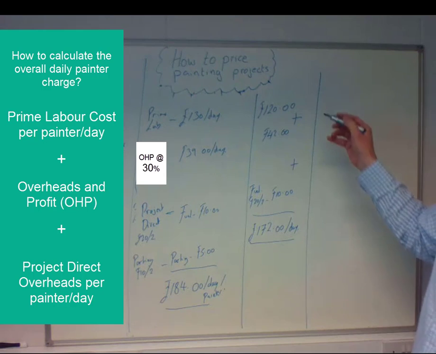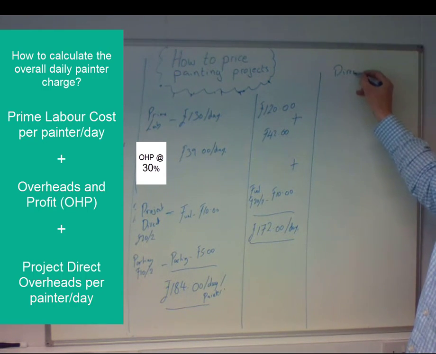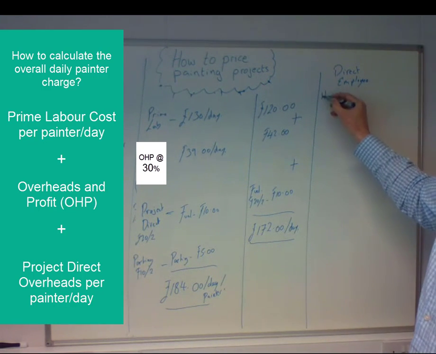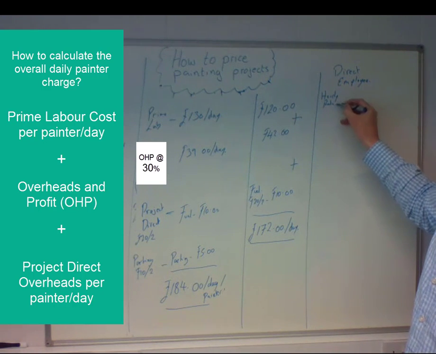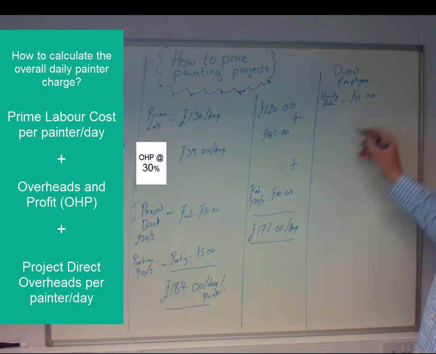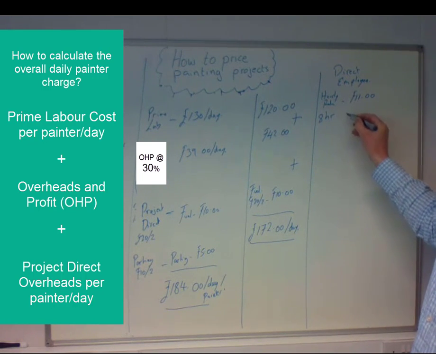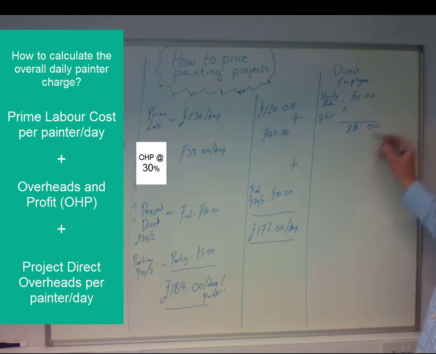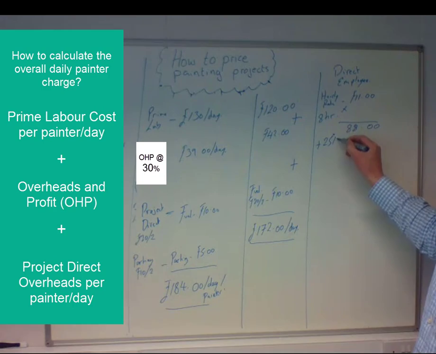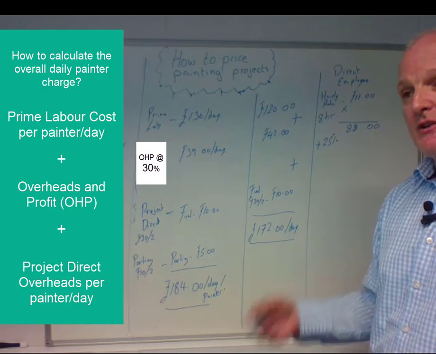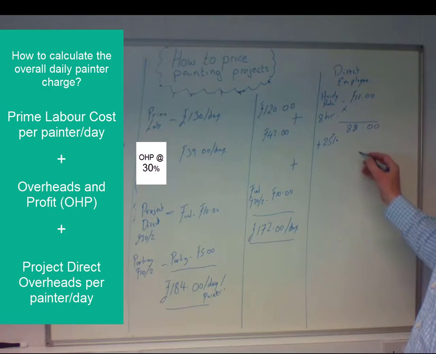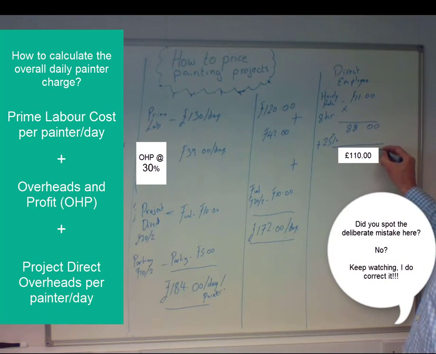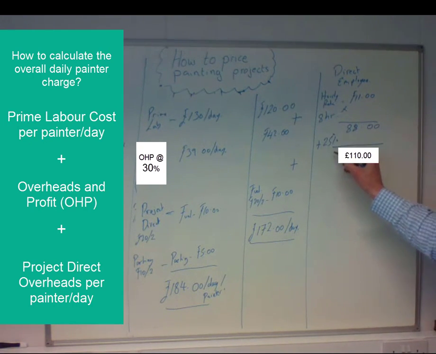So let's do one last example. Let's do this one on a direct employee rather than using subcontract labour. Now let's assume that my hourly rate is £11 per hour for argument's sake. It's an 8-hour day. So 11 times the 8 means that I'm on £88. I've got to add the 25% on that I always have to add to cover my holiday pay, national insurance contributions, sick pay, etc., which means I'm at £116 per day. That's my prime labour cost that I need.